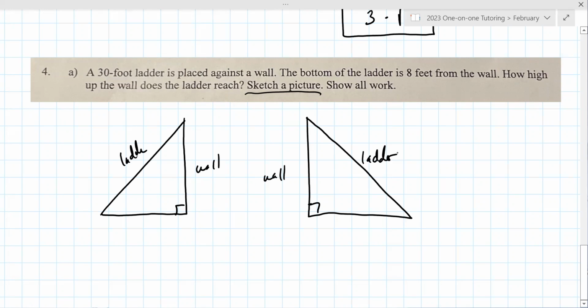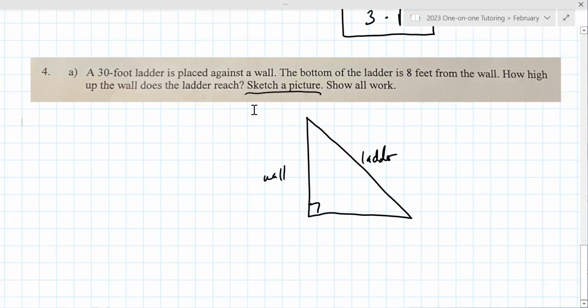The ladder is 30 feet. But which one do you look at? Because these are triangle problems. Which do you prefer, the ladder going to the right or the ladder going to the left? Ladder going to the left. So this drawing over here on the right is the one you prefer? Okay, so let's use that one.